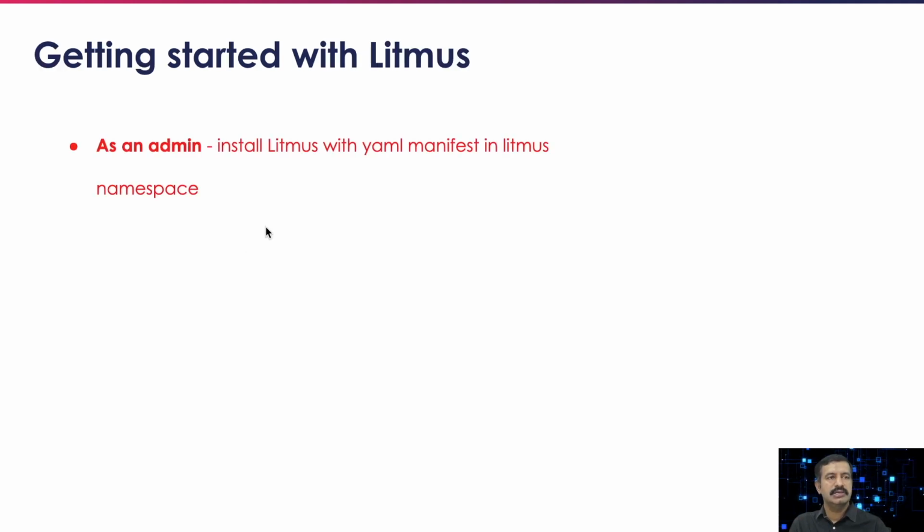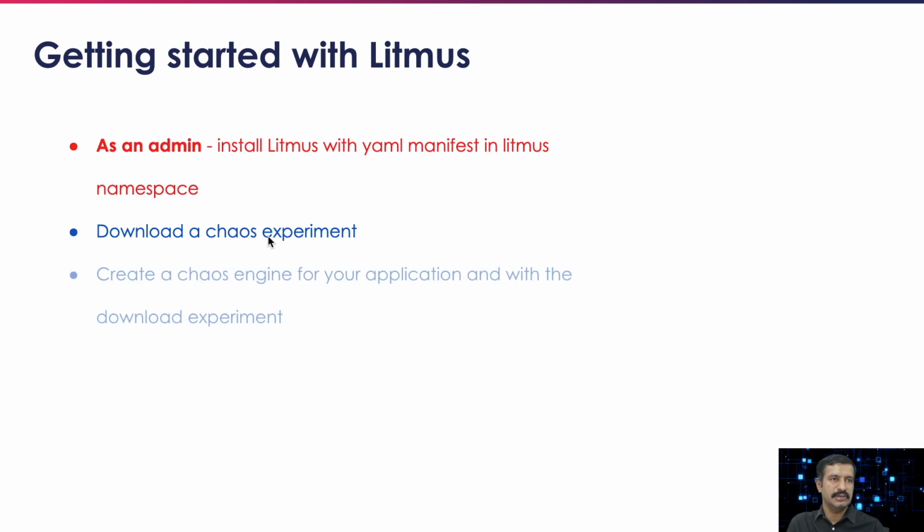So the general first step is you need admin privileges to install Litmus, because Litmus installs CRDs which require admin privileges. And when you install, two things will happen. One is the Litmus operator gets installed in the Litmus namespace, and then the CRDs get installed. After that, you can do the rest of the stuff as a developer or whoever. You need not have admin privileges from this point onwards.